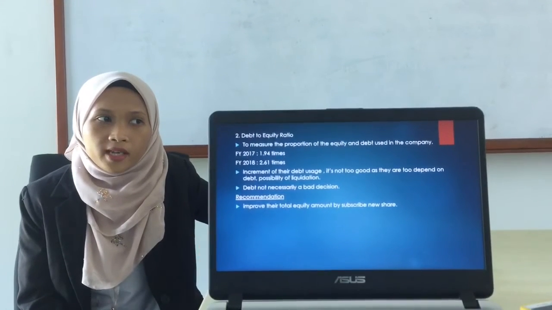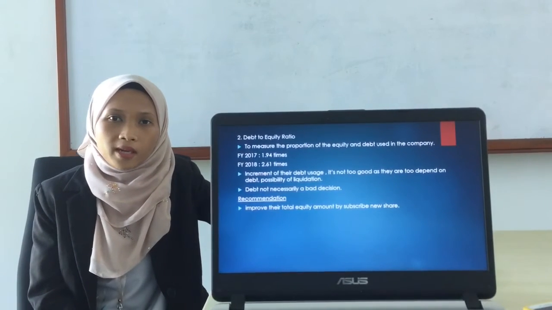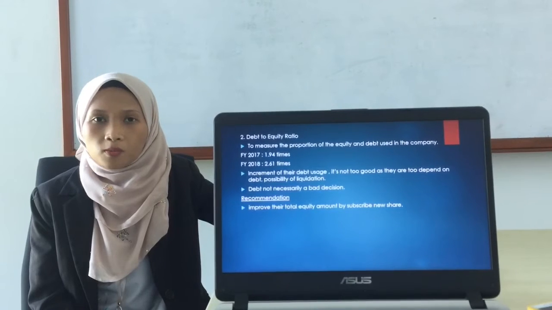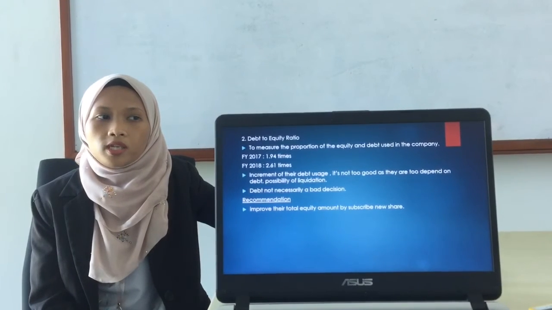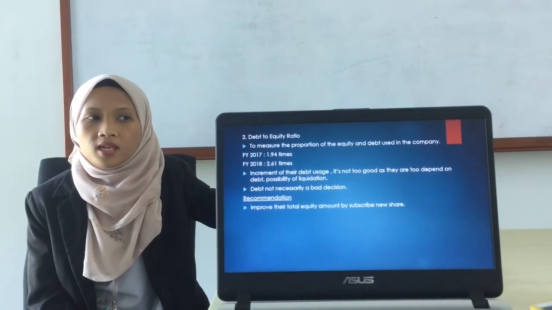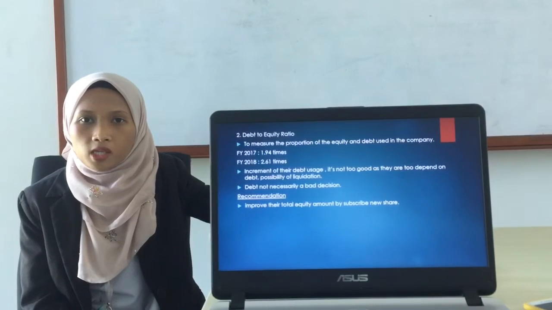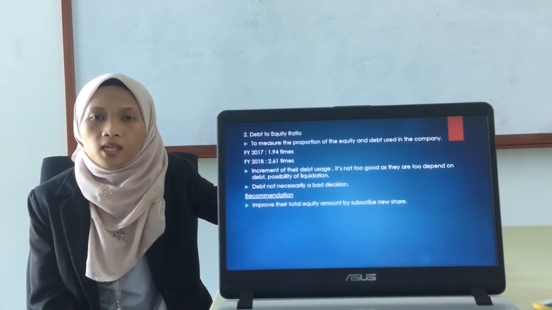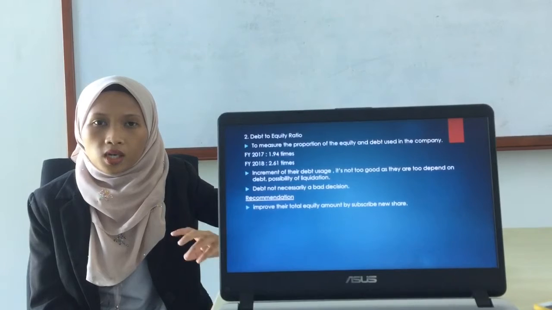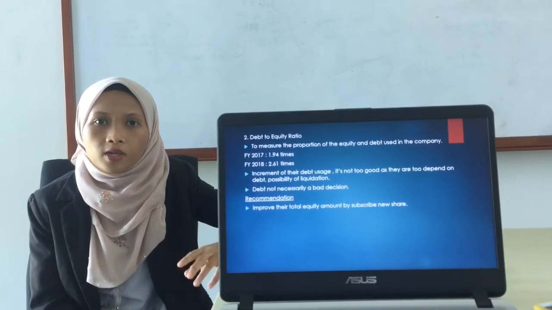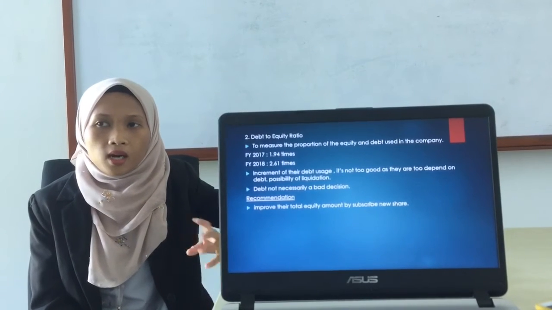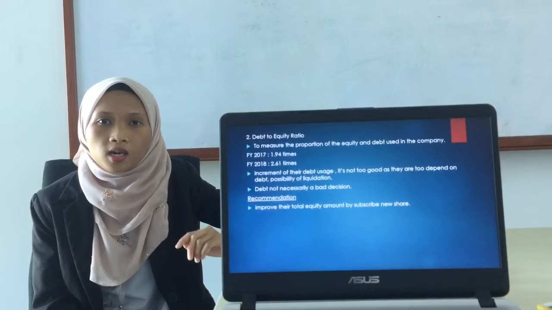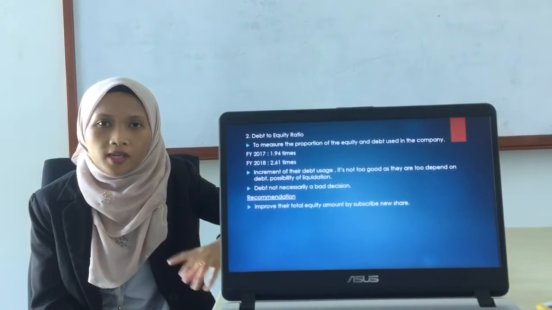Okay, next is the debt to equity ratio. The debt to equity ratio measures the proportion of debt and equity used in the company. It is like a comparison between equity and debt used by the company. Equity is the shareholders' equity, which comes from the shareholders' money, the capital used in the company to fund their business.